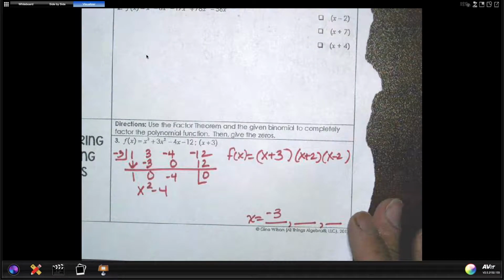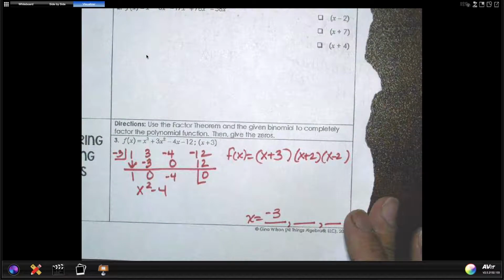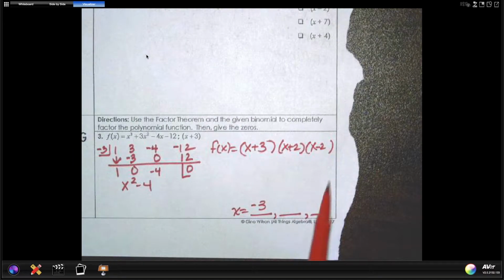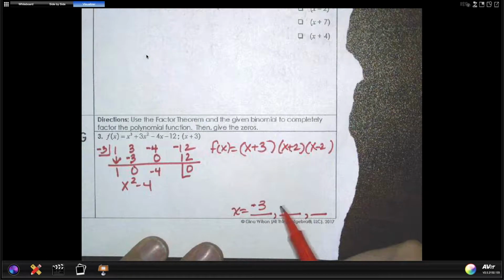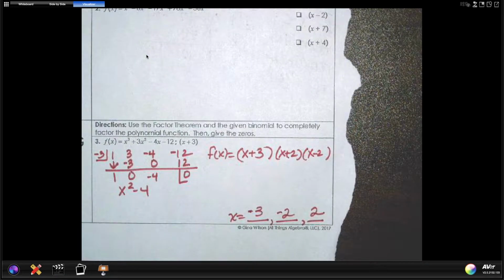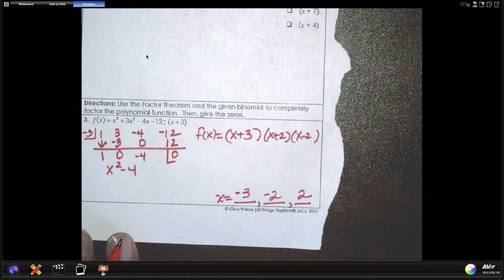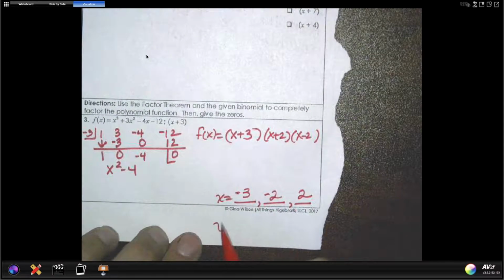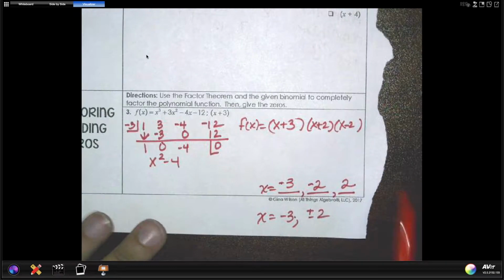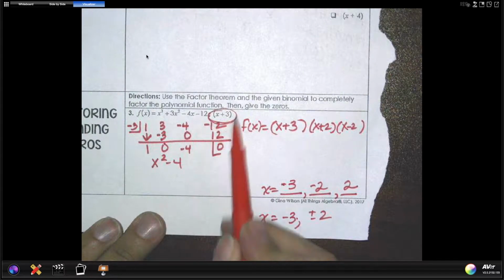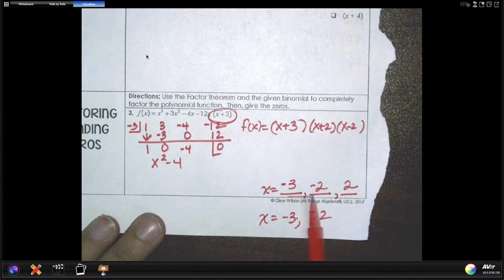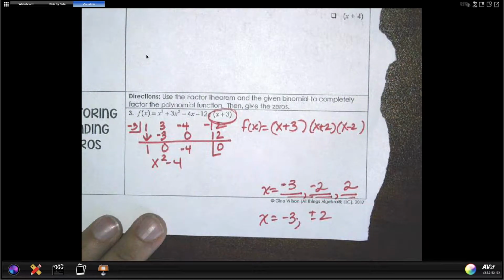So in the future, it's going to say, write out all the linear factors and then find the zeros. So that would be all your linear factors. And to find the zeros, that gives you -3, this would give you -2, and this would give you +2. You can put plus or minus 2 like that, but like I said, since I've been doing this for a long time, I've noticed that a lot of people will leave this out. So the remedy for that is to put this here to make sure you have 3 solutions because your highest exponent is 3.